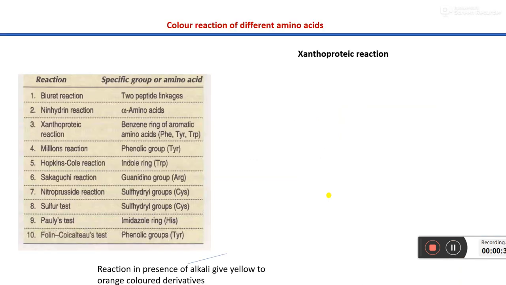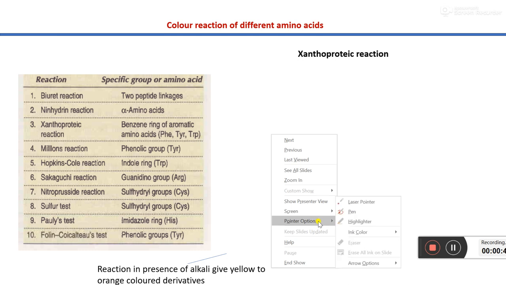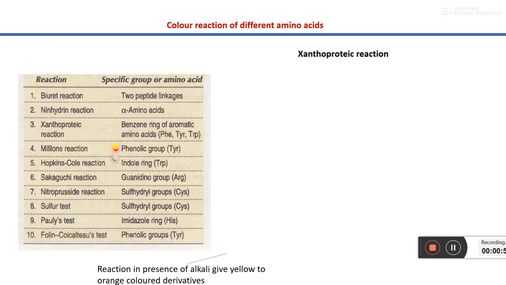In this slide, I would like to talk about different tests for the detection of amino acids in protein solution. In this table, there are 10 tests for the quantification of different amino acids. Among these, two tests are important for your course. First is the ninhydrin test and second is the xanthoproteic test.